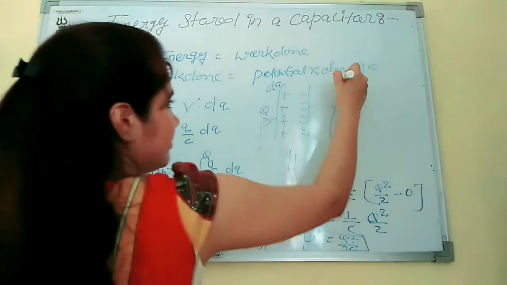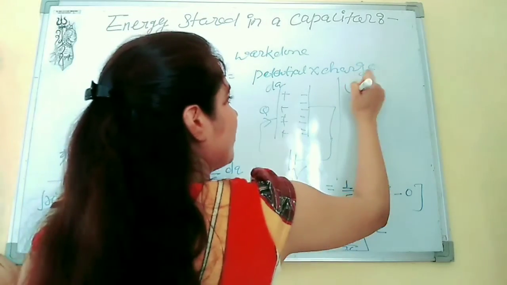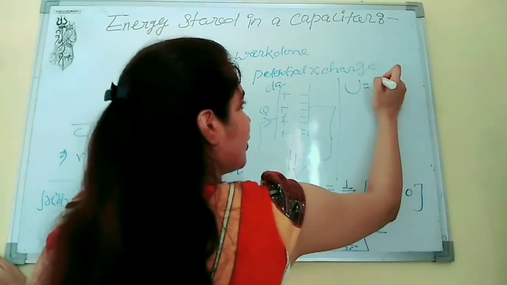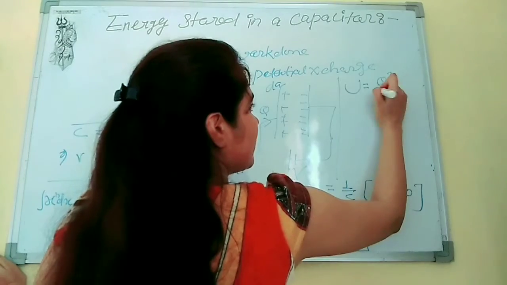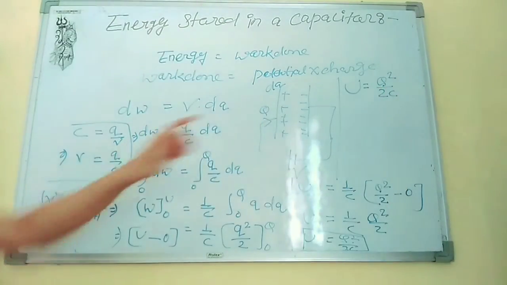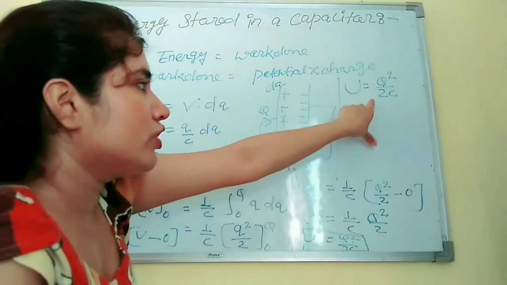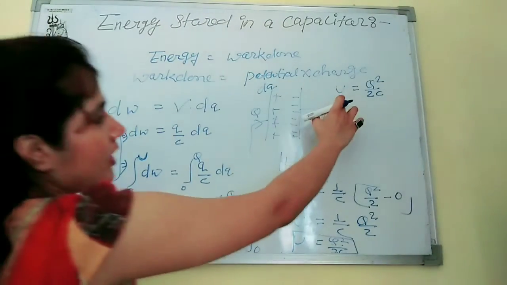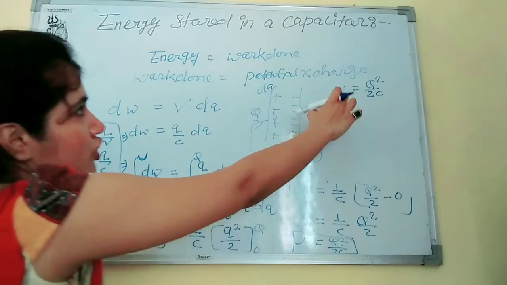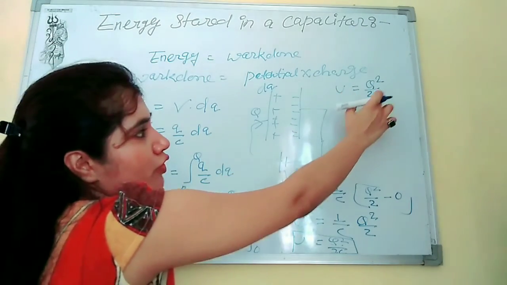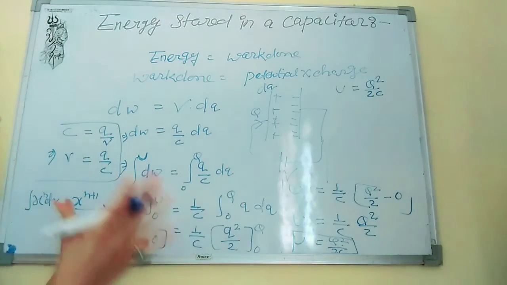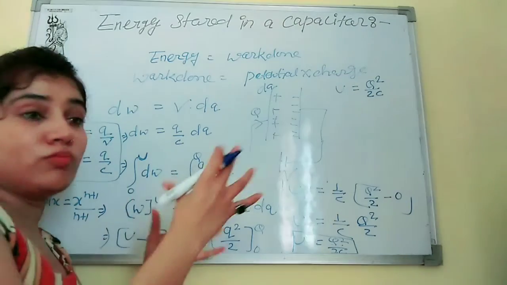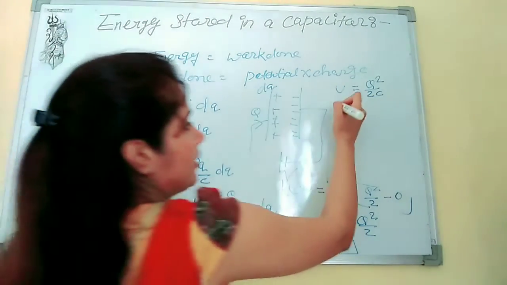I am writing here U is equal to Q square by 2C. This is the energy stored in the capacitor. So here we get the expression for the energy stored in a capacitance, that is U equal to Q square by 2C. But we will see three different formulas for this expression.